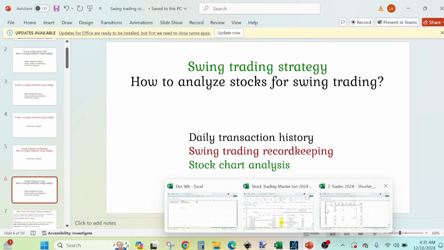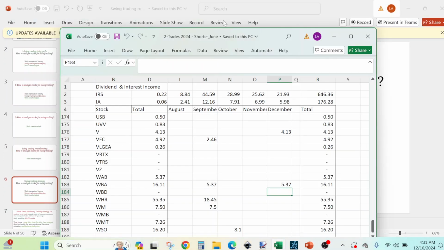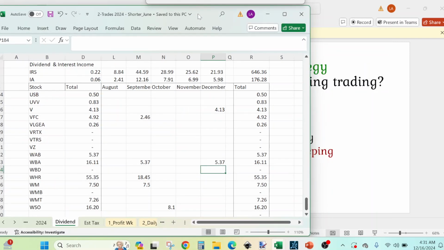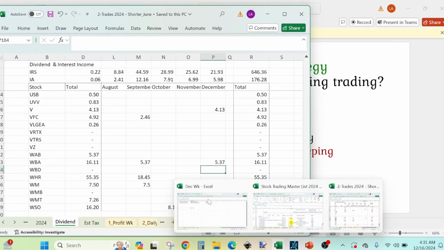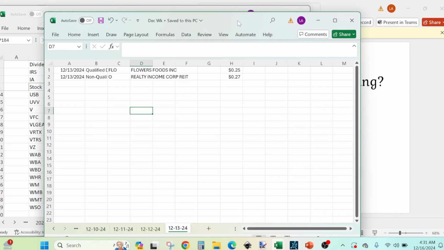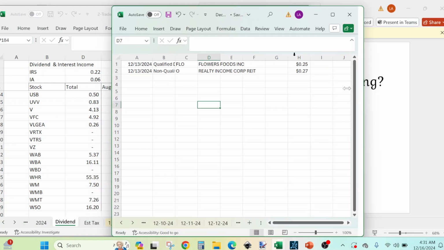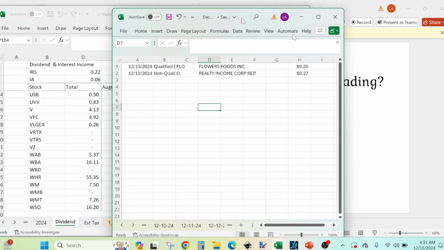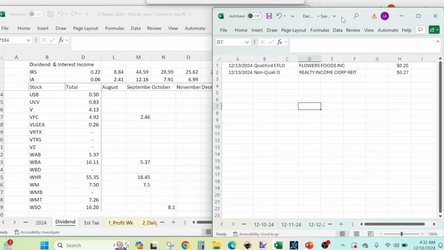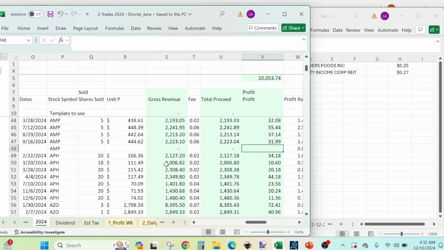So when you swing trade, it's a good idea to pull your daily transactions and record them so that you can pull a report from it and analyze the strategy you are using, to see how you are performing, because your results from your swing trades will reflect the performance of the swing trading strategy you are using.